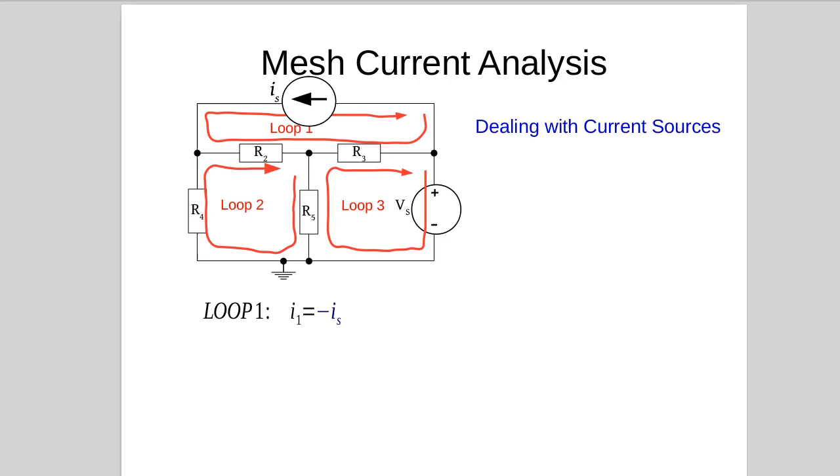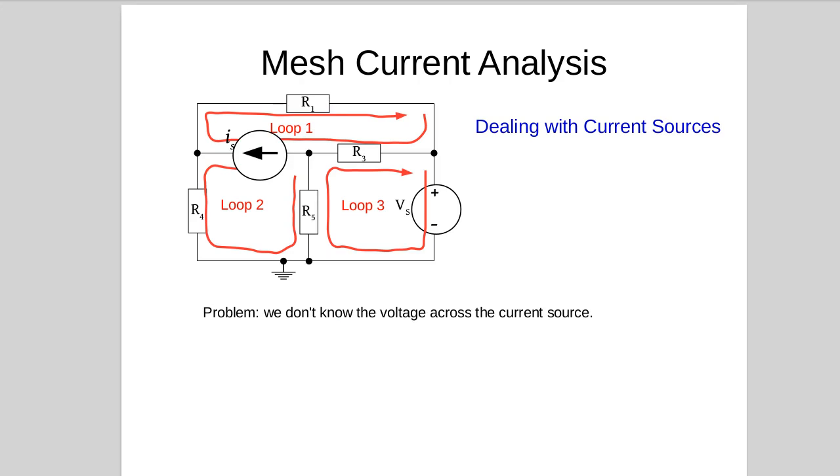If we turn that current in the other direction, the current source current is opposite to the loop current, so it's I1 equals minus IS. What about if we put the current source there?